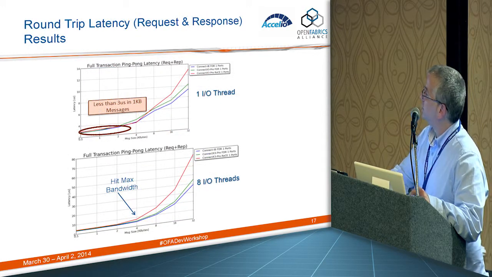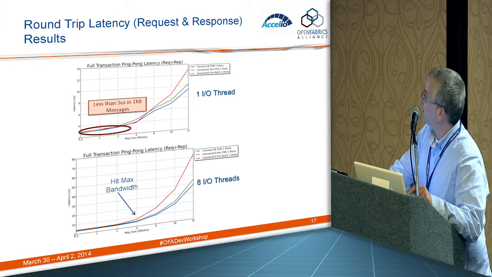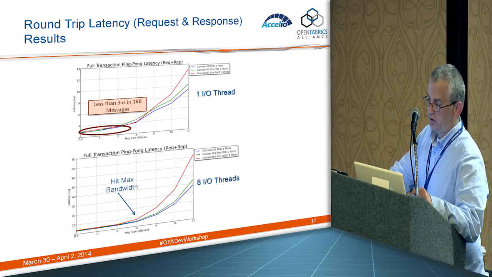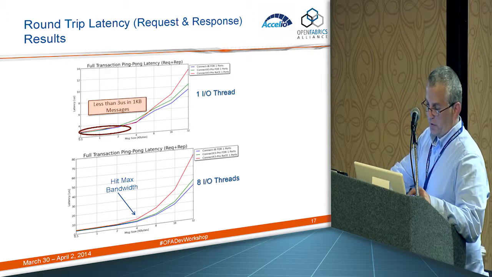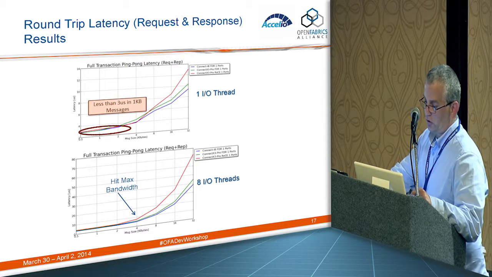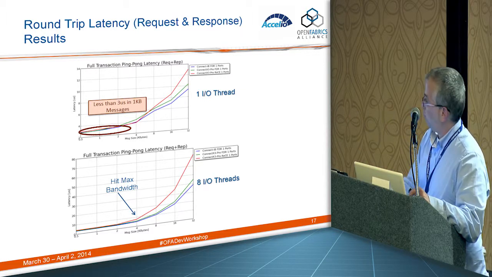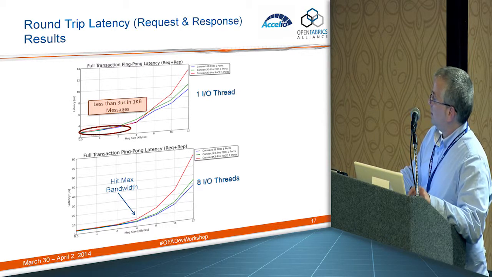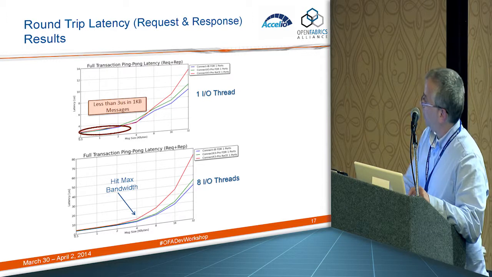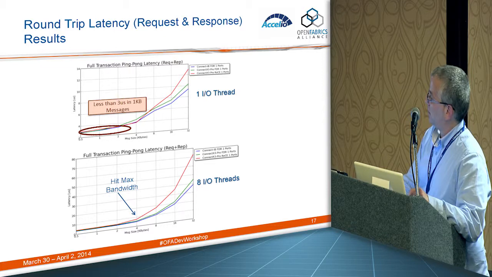As for latency, again, on the same machines, we got less than 3 microseconds with 1 kilobyte messages on one thread, and we keep that with a full transaction ping pong latency up until we reach the maximum bandwidth. So as you can see, the system is scaling out. Everything is working in parallel. We use parallelism to maximize the system resources.